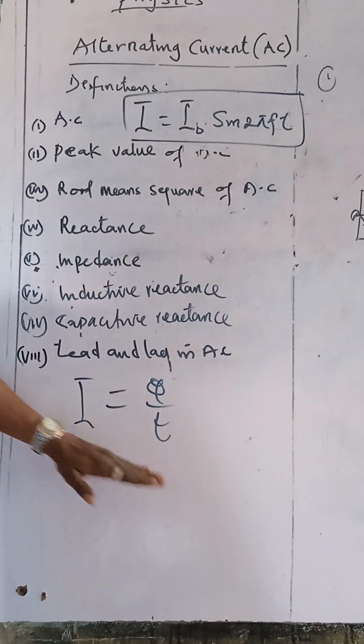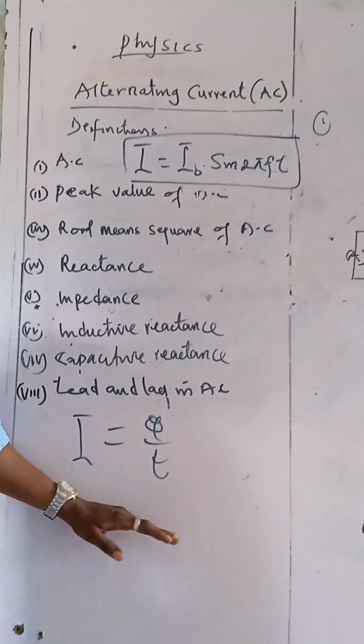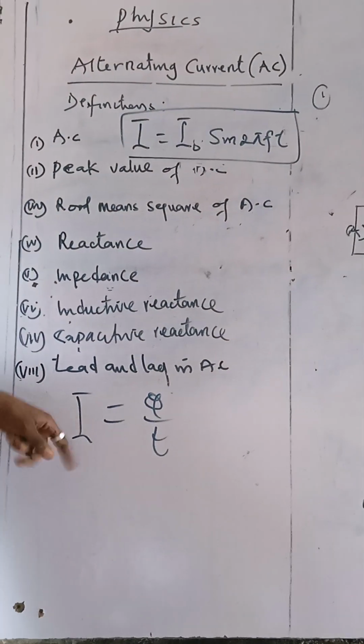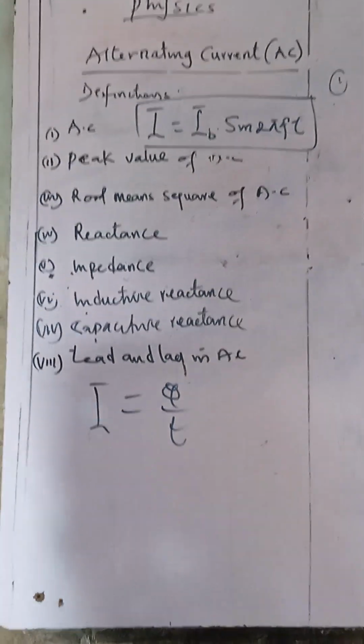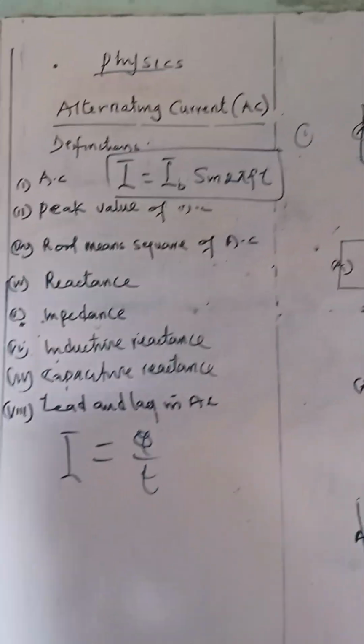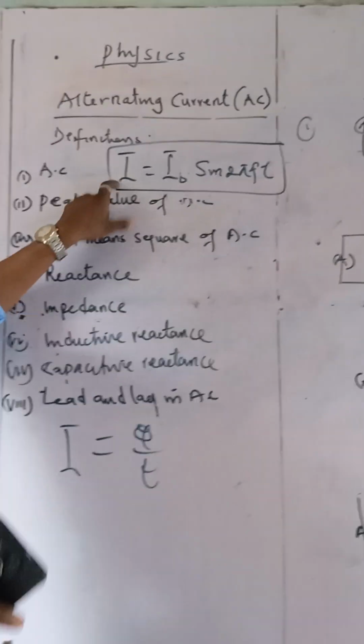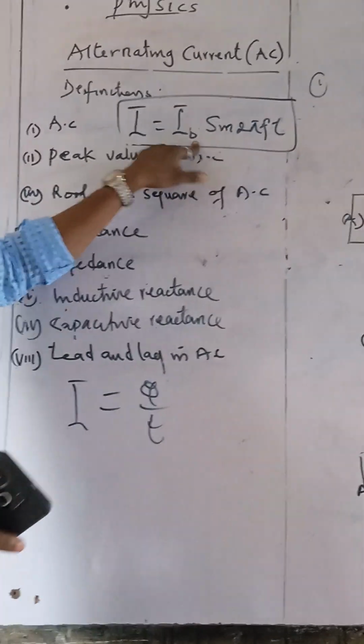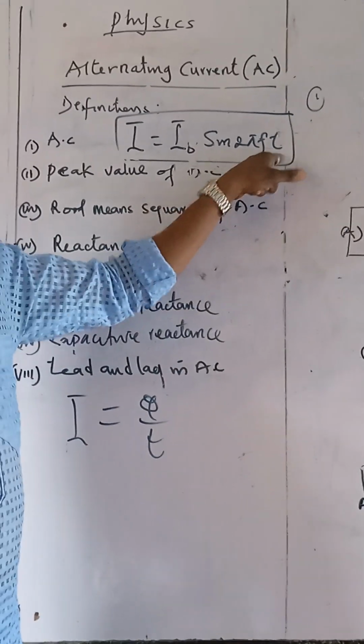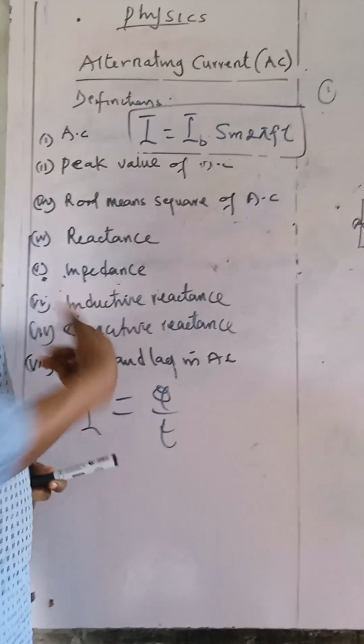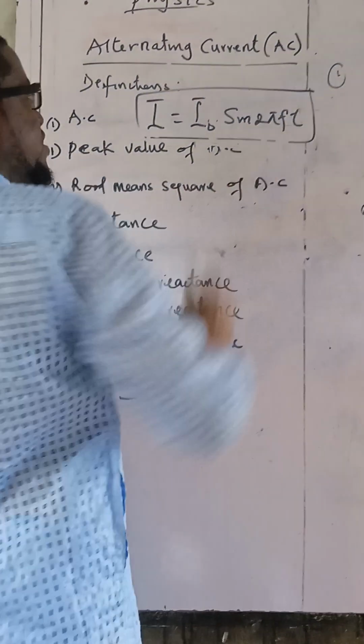So when you see this equation, this is an example of an ordinary current. It can be current under DC. But an equation that represents a current of alternating is I equals I naught sine 2 pi f t. We all know what pi is. We all know what f is, that's frequency. And we all know what t is, that is time.